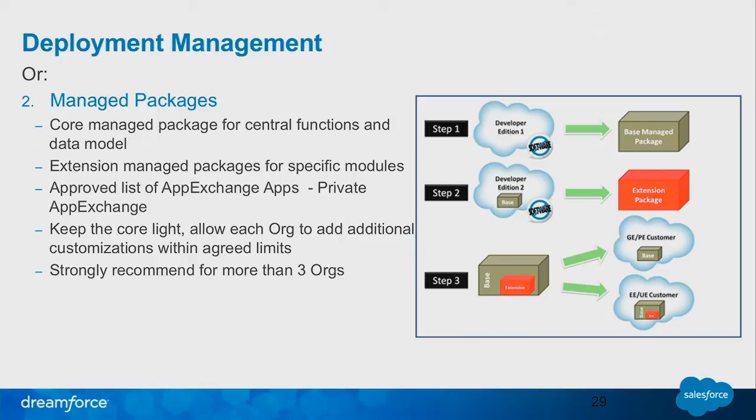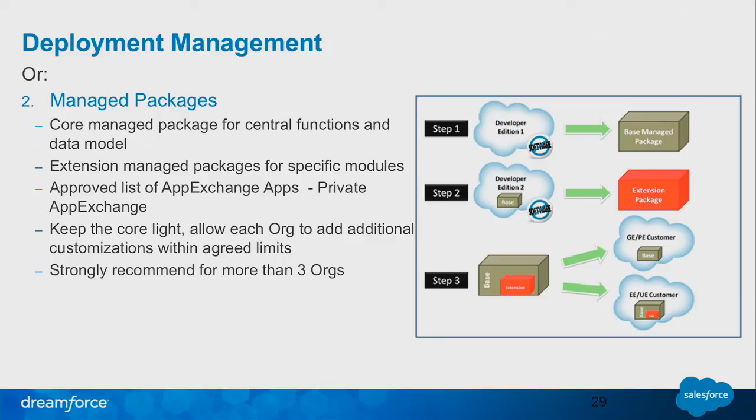And then when it comes to your different orgs, what you do is you install those two packages. You install the base package and optionally all the different extension packages that you want to use as well. And the benefit of this is it keeps the core very light, and it allows the local admins in those territories or those companies or those organizations to still make their own changes. Because when you create a managed package, it puts a namespace on it, so it protects you against local changes.